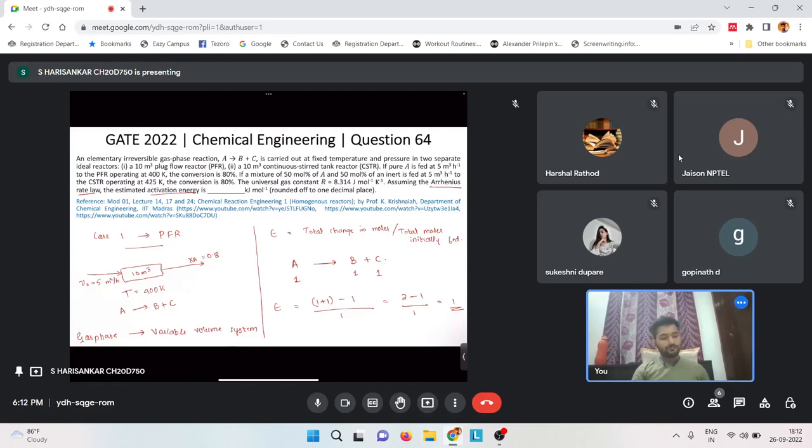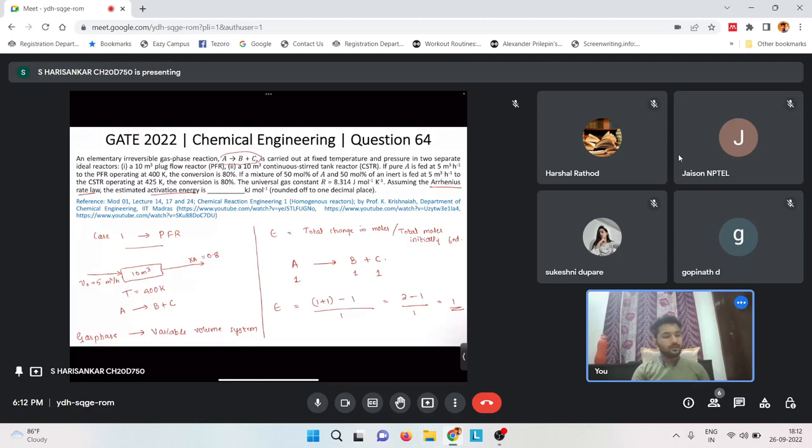Okay, so if you go through this question, basically what they have said is they have given us a gas phase reaction, A gives B. In this gas phase reaction, this is carried out in two separate cases, one in a PFR of 10 meter cube volume, the other is a CSTR which is again of 10 meter cube volume. And the difference here is the reaction that is conducted in these PFR and CSTR. So in PFR it is conducted at 400 Kelvin and in CSTR it is operated at 425 Kelvin. And they have also said that the conversion is same for both these reactors.